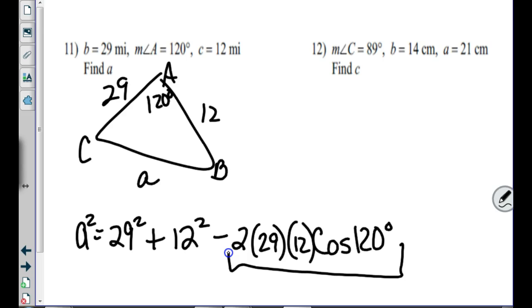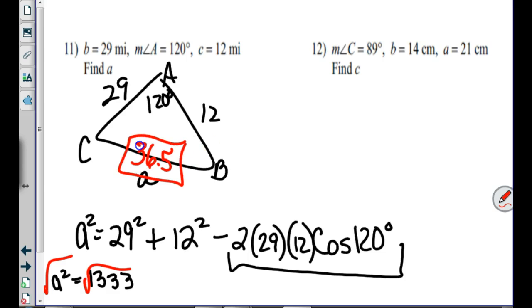And I got 1333. Anybody else get that? No? Yes? Okay. Is that the answer? This side is 1,333 units long. We got to square root that. So I have 36.5, which seems reasonable because it's across from the longest angle.